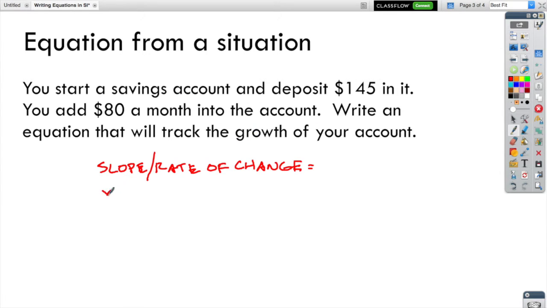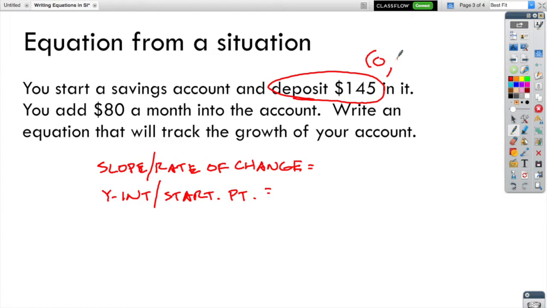And then of course we're looking at the y-intercept. But another way to think of the y-intercept is that it's our starting point. Where did this problem start from? All right, so let's take a look. It says you start a savings account and deposit $145 in it, which means if I were to graph this, there'd be an initial point at (0, 145). In other words, on month 0, I've decided to start off with $145. So this is our y-intercept. Our starting point is that the graph is going to start at $145.